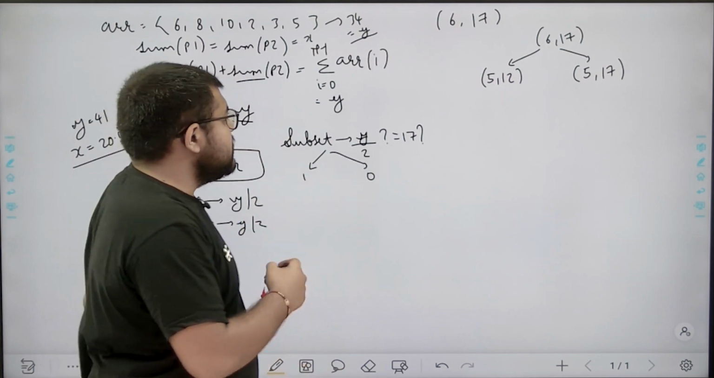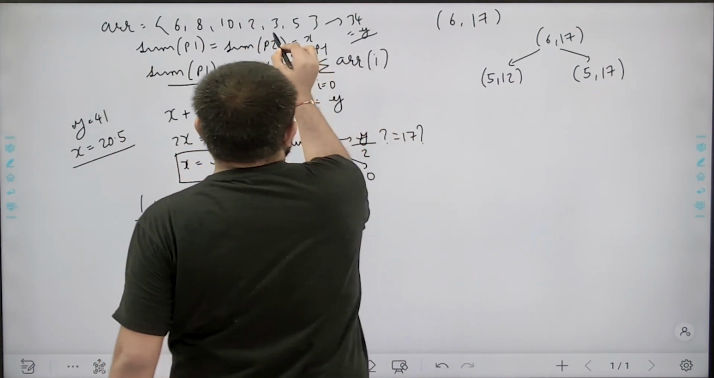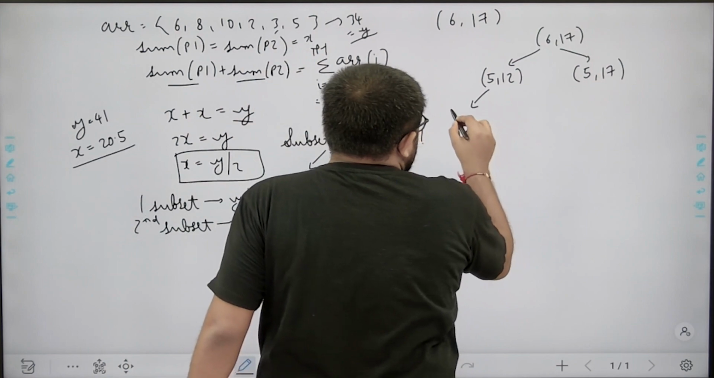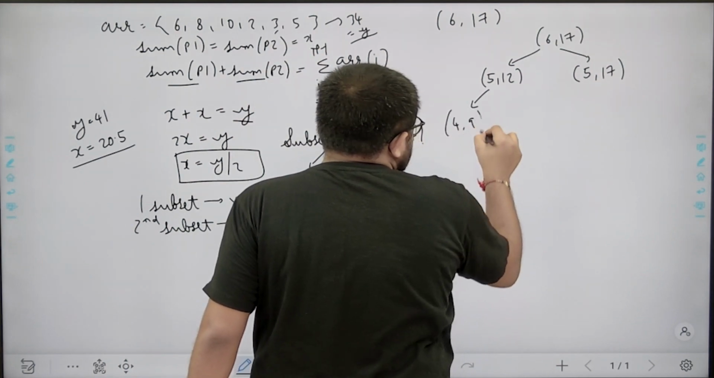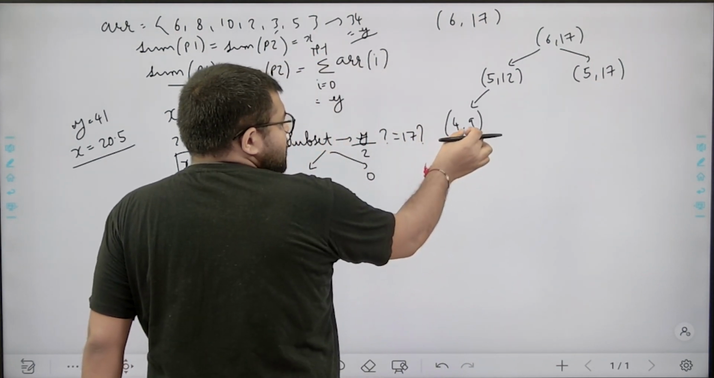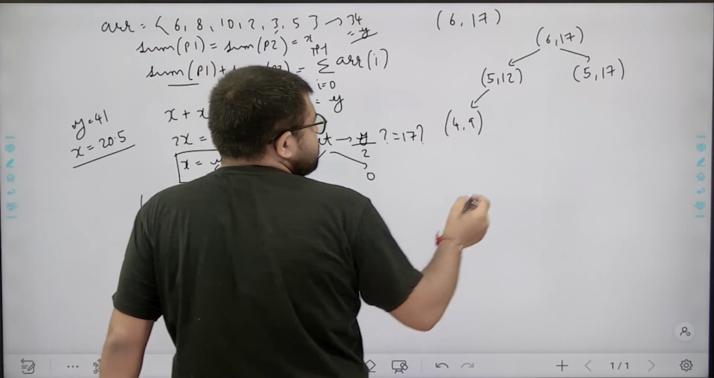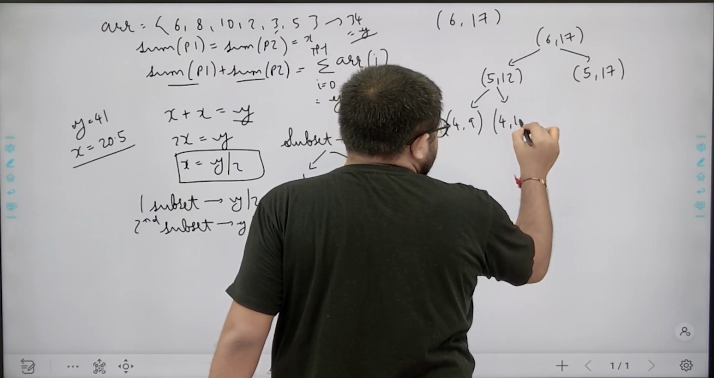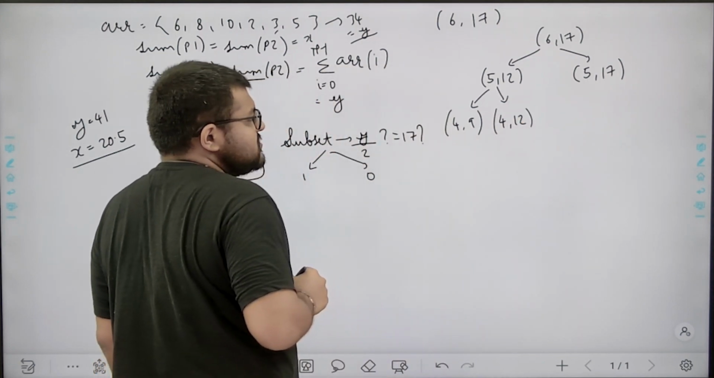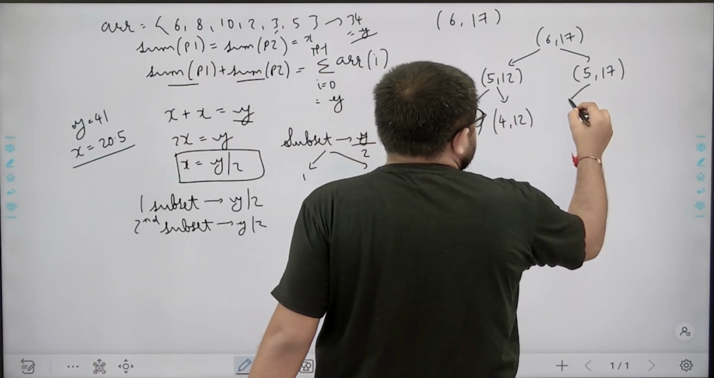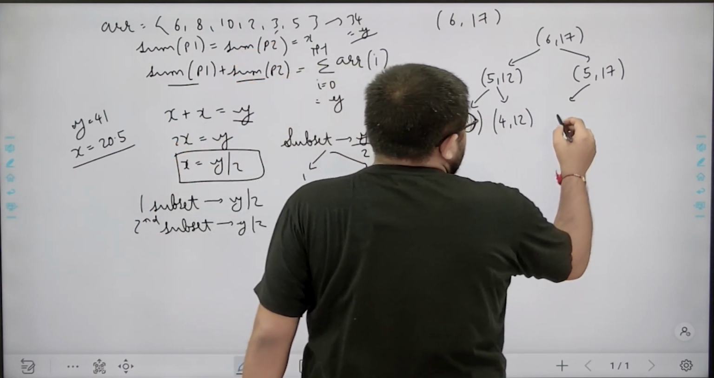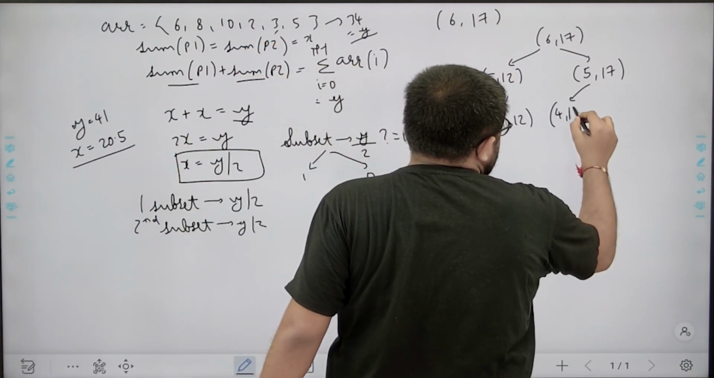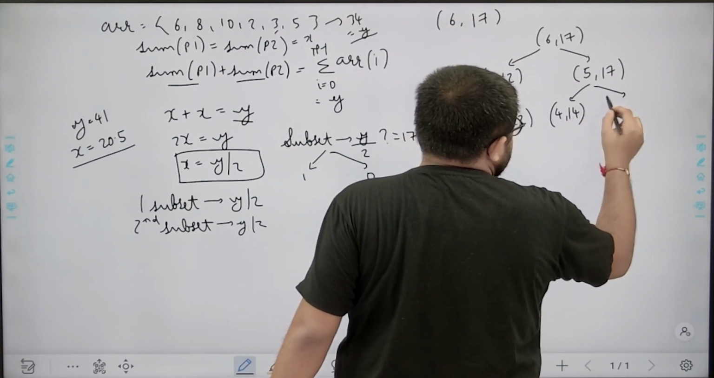Now this recursion tree will go further. Now we are on this element 3. So I decide to take it. So the remaining sum would be 9. And I want to check whether sum 9 is possible from the first 4 elements. And in the other case I decide not to take it. So out of the first 4 elements, can I form a subset with sum 12? And in this case also I decide to take 3. So out of the first 4 elements, can I get a sum 14? And I decide not to take it.